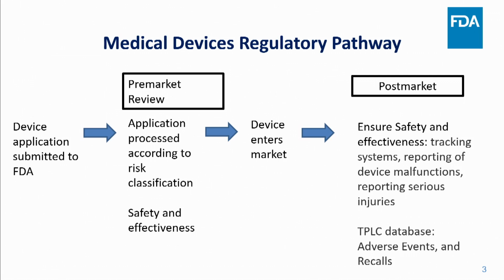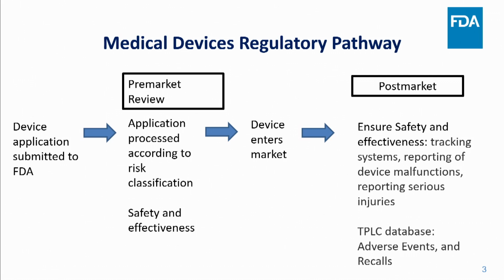So just to give you an idea of what FDA does before the device gets into the market, there are some exceptions. The application is reviewed in FDA according to the risk classifications for safety and effectiveness of the device. And if a device is safe and effective, then it enters the market. FDA continues to review and ensure safety and effectiveness through different tracking systems for reporting adverse events and recalls. The manufacturers are required to meet some requirements as per their clearance or approval. So the device is reviewed like a total product life cycle.